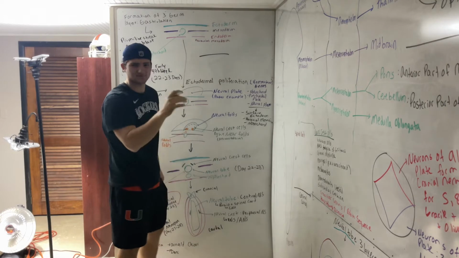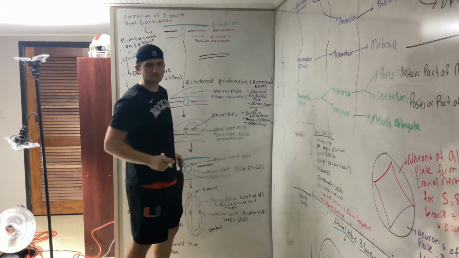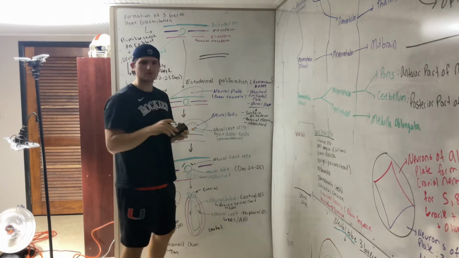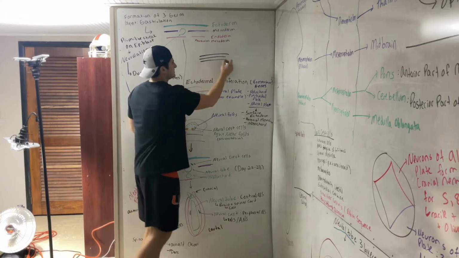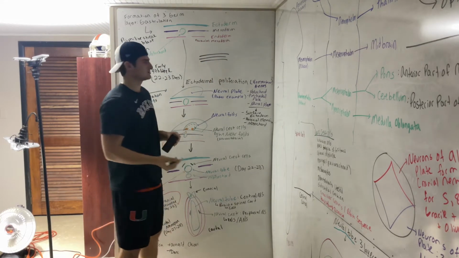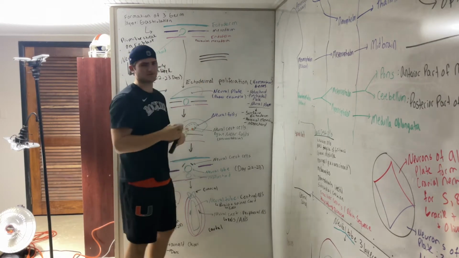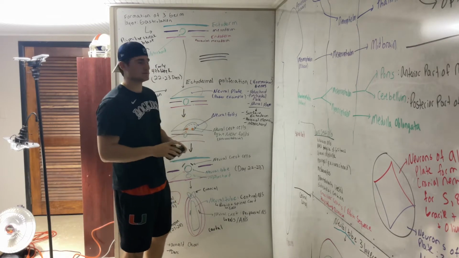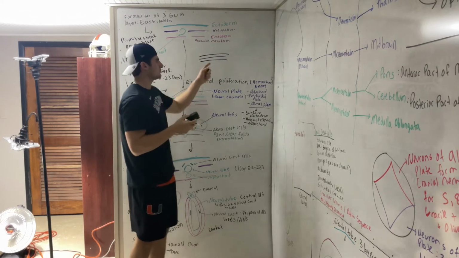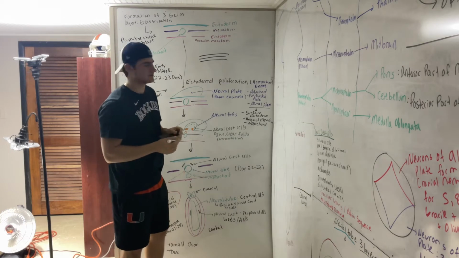We have this bilaminar streak. This is around week 2, the week of 2s. And then around week 3, we have another line, right? We make a trilaminar disc. So this trilaminar disc came from embryology development and stuff like that. But what was important about this trilaminar disc in week 3?